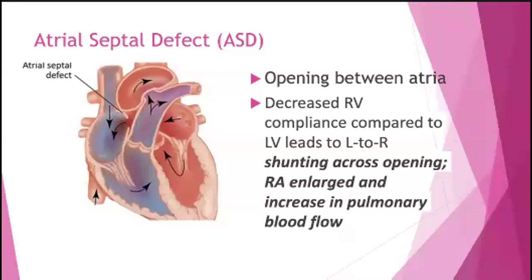If it's a small hole, we might be completely asymptomatic. If it's moderate to large, we're going to have a heart murmur, which will be a systolic ejection murmur, frequent respiratory infections, tachypnea, shortness of breath, poor feeding, failure to thrive, fatigue, and exercise intolerance. Your complications are going to be heart failure if untreated, pulmonary hypertension, arrhythmias, and a risk for stroke.